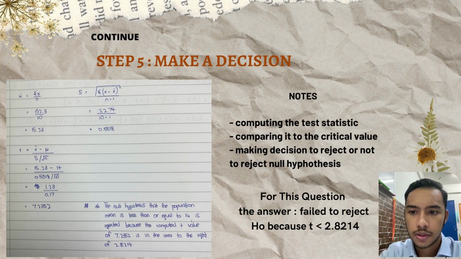Now we go to the next step, which is step 5. Step 5 is making a decision. In this step, we have to compute the test statistic, compare it to the critical value, and make a decision to reject or not to reject the null hypothesis. As you can see in the diagram, the final answer for this step is 7.2352. We can conclude that the null hypothesis that the population mean is less than or equal to 14 is rejected because the computed t-value of 7.2352 is in the area to the right of 2.8214.